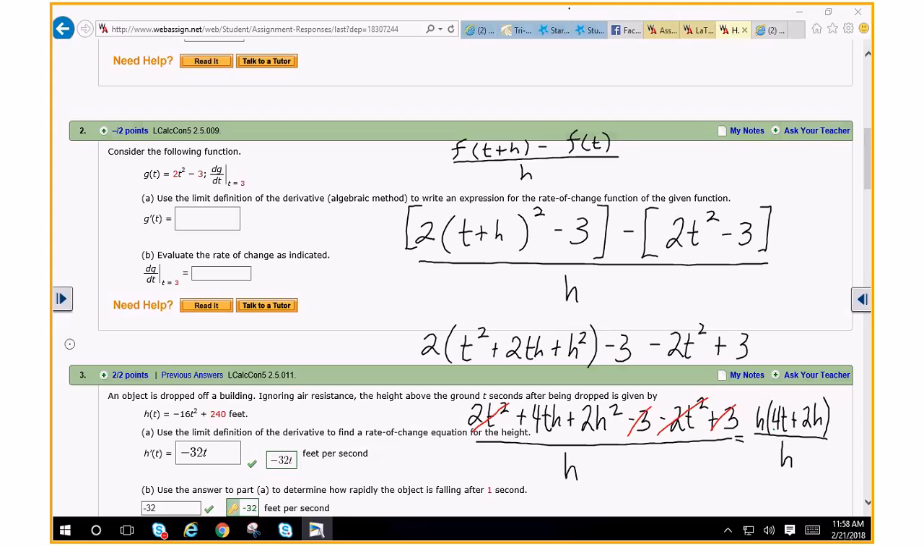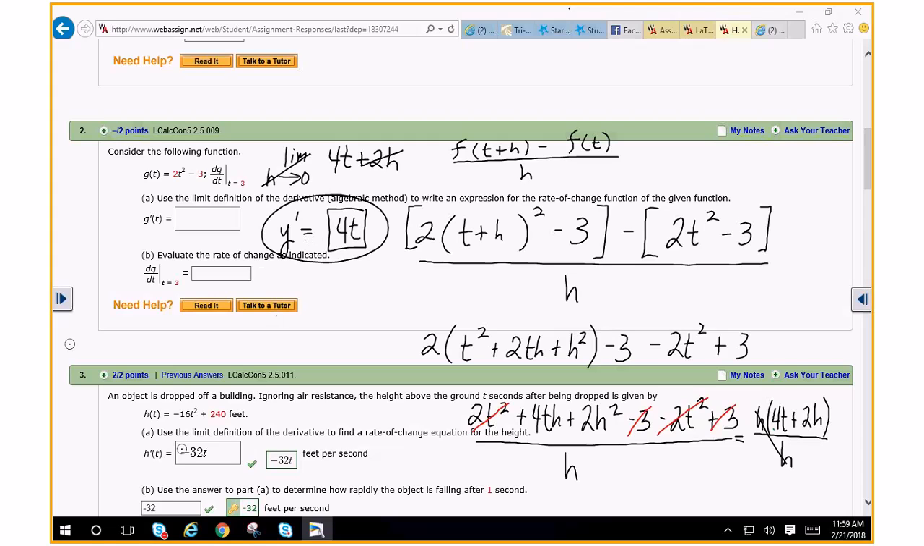Let me look. Yeah. And that's going to cancel the h's, and limit, I'll bring it up here. Limit as h approaches 0. We've got to throw the limit theory in there with the calculus. So 4t plus 2h, 4t plus 2h, and that takes that out, and you're left with 4t. So y prime is equal to 4t.